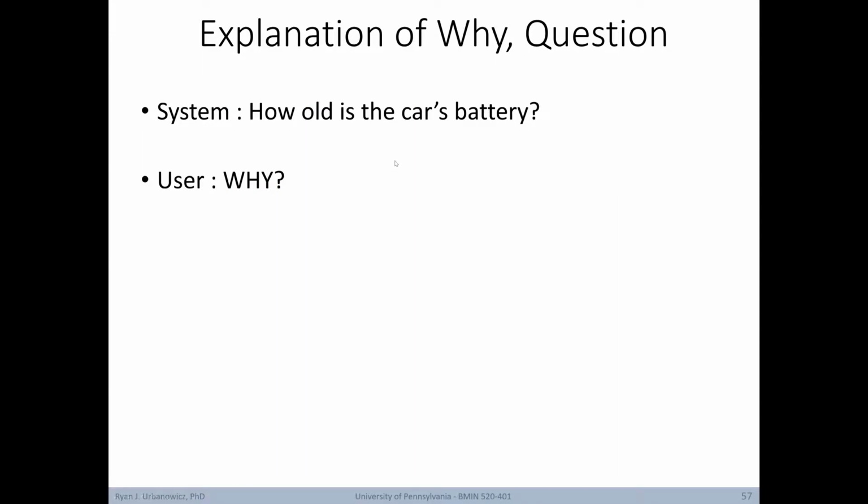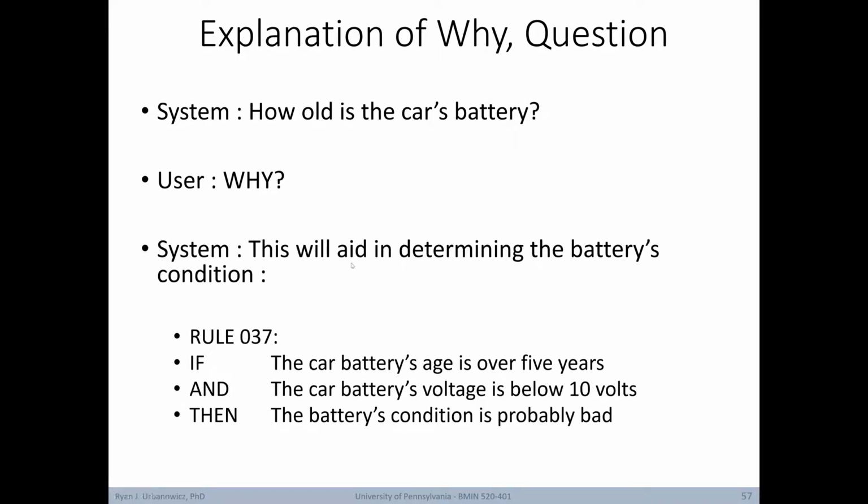Here's an unrelated example of an explanation system answering why. So maybe we have a system that asks how old is the car's battery, and the user replies why. The system then responds that this will aid in determining the battery's condition. So in this case, the system was asking a question based on this rule, because it needed the value of this condition. The car's battery age is over 5 years, which is why it needed how old is the car's battery. It responds this way because this is the target condition trying to be proved. Therefore, the system has answered, this will aid in determining the battery's condition, which is the then part of this target rule.